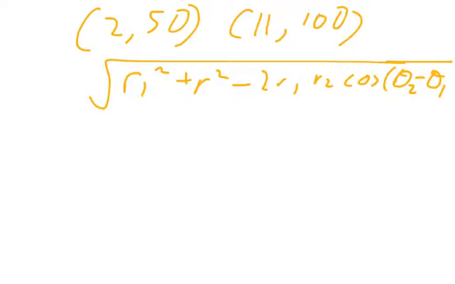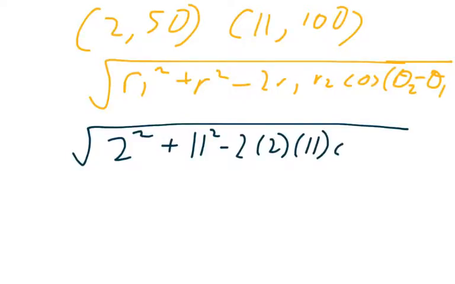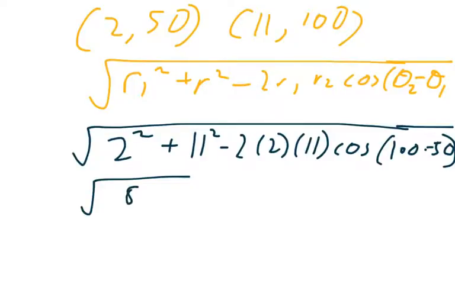Alright, here's a formula that you don't really need to have, but you don't have to remember because I will give it to you. So here we got 2 squared for r1, 11 squared for r2, and so we got the cosine of 100 minus 50. Now make sure that your calculator is in degrees for this. And it turns out to be the square root of 82.54. And so when I square root the answer, it turns out to be 9.1.